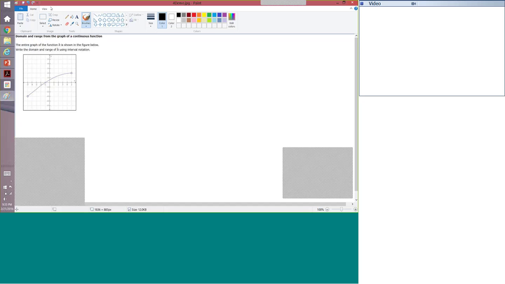The entire graph of the function h is shown in the figure below. Write the domain and range of h using interval notation. So as I said, the domain and range are really just the values that correspond to the graph on the x and y axis. So for domain, we're going to just take a look at how far it goes left and right, where it starts and stops.